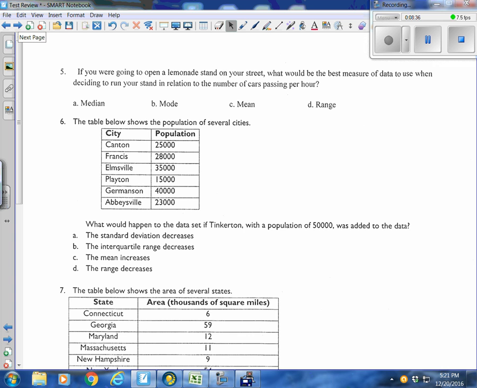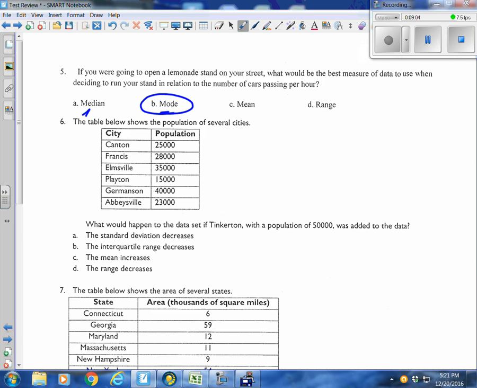Number 5, if you were going to open a lemonade stand on your street, what would be the best measure of data? This is a review of median, mode, mean, and range. Mode is the number that occurs most often. It's actually my answer. I would want to be on the roadside with my lemonade stand active and ready to sell lemonade when the most people would be driving by, or walking by, in cars that would actually stop and buy some lemonade.